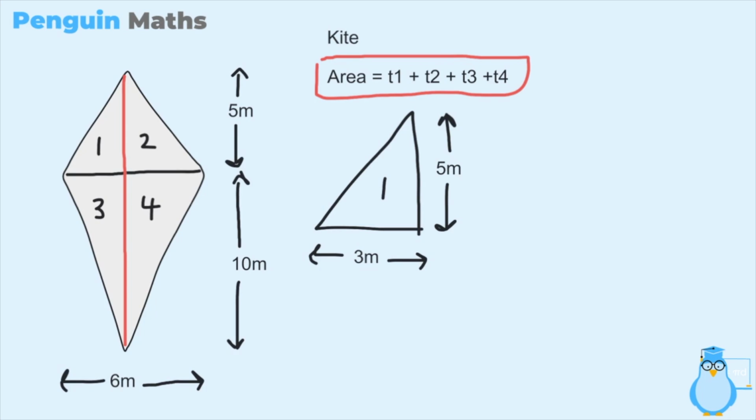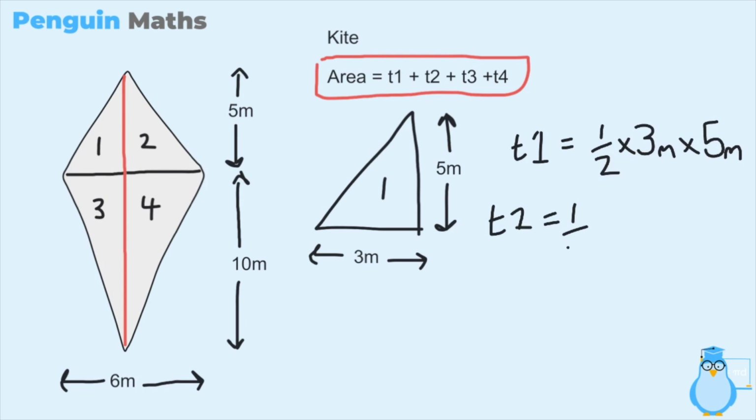Okay, so beginning with triangle 1, we know that the height of the triangle is 5 meters because that's what's indicated here from this line up to the top corner. And we know that the base is 3 meters because from the diagram we can get that the total width of the kite is 6 meters, and we know that the shape is symmetrical about this red line. Therefore, the base of this triangle would be 6 divided by 2, which equals 3 meters. So we can say that the area of triangle 1 is a half times the base, which is 3 meters, and then times by the height, which is 5 meters.